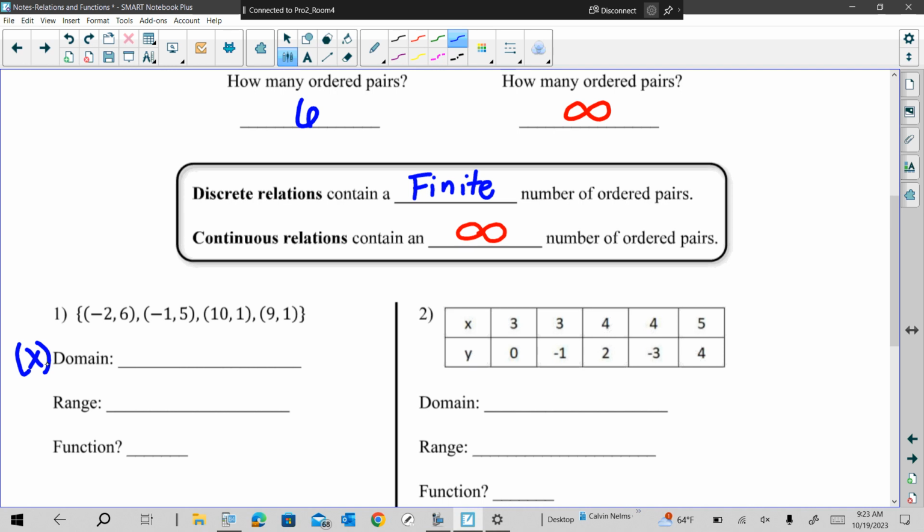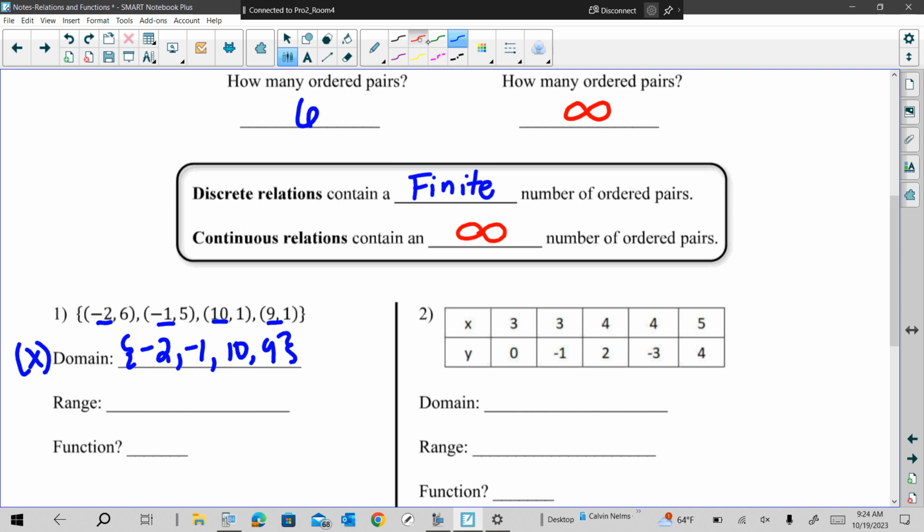So in this brace, I want you to list only the x values. What are we listing? Yeah, the first coordinates in each ordered pair. So -2, -1, 10, 9. Do they have to be in order? No, you don't have to. It's not necessary. It's not required. But it's best to put them in order, okay?